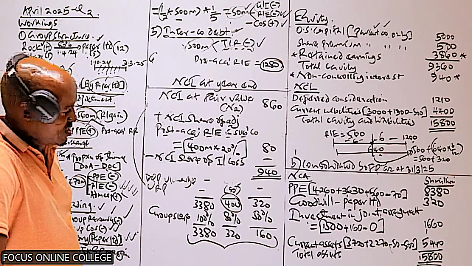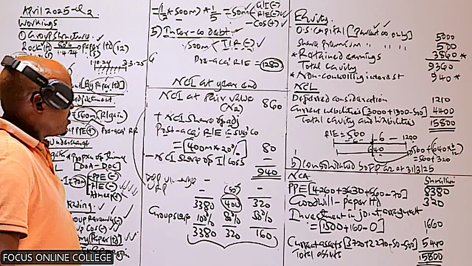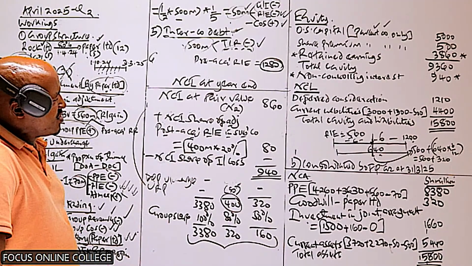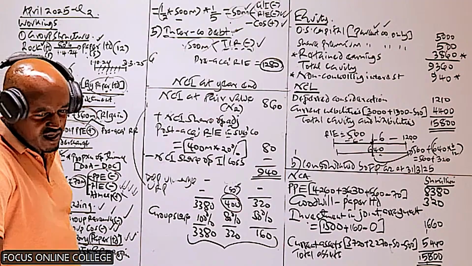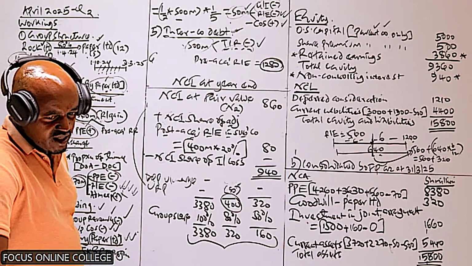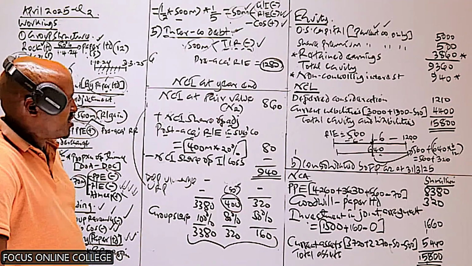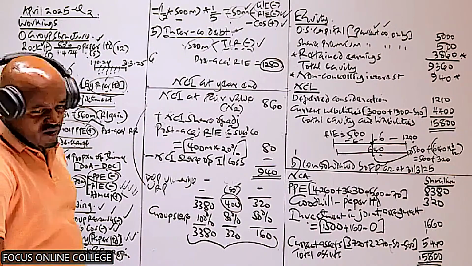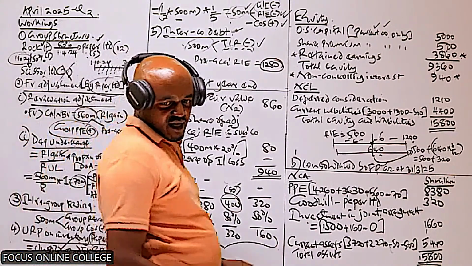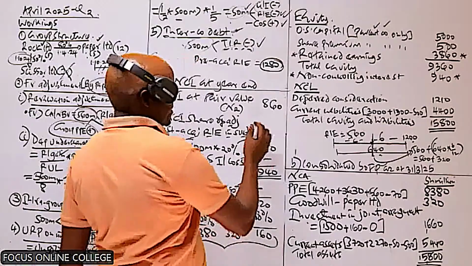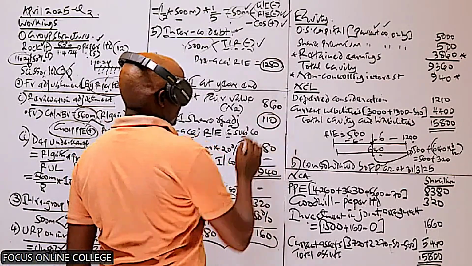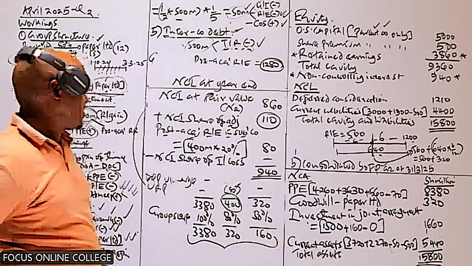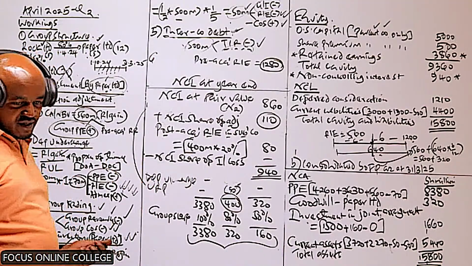Is it the interest on deferred consideration? No, that one is captured there. So you're saying the difference is there. What is the difference? Is it 110? Yes, I know where that one should be captured.